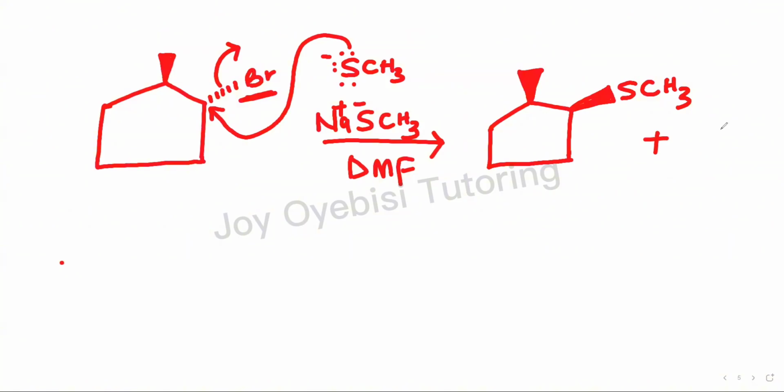Of course, the Br would be here. The sodium has been hanging around somewhere. Because it's positive, it will usually combine with this. So you can have it as sodium bromide. And that is it. So that's what we mean by inversion or inverted products.